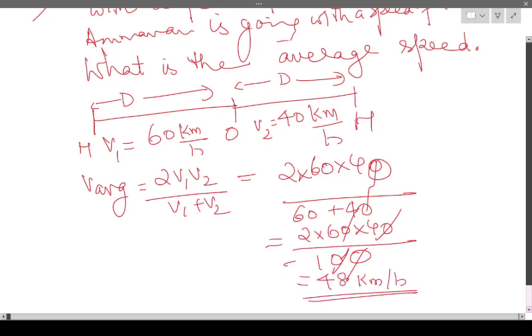What is the other way? Suppose you don't know this formula, then how can you solve this? Go with the traditional approach. What is average speed? Total distance by total time taken. Go with the traditional approach, then you will get the answer.